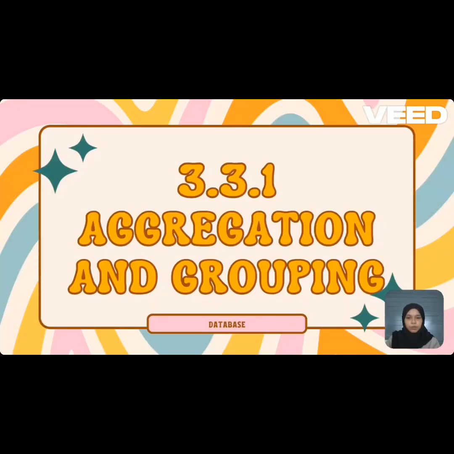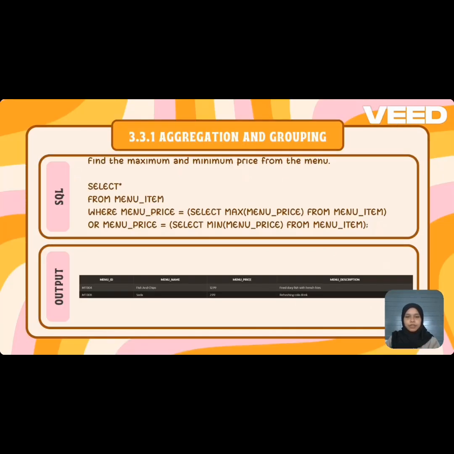Hi, Assalamualaikum. My name is Nur Najwa and I'm going to present about aggregation and grouping. So aggregate operations are used to perform summarization of data in a table. And here is the first query question. Find the maximum and minimum price from the menu. So we have to select all from the table of menu item where the menu price is the maximum and the minimum, which is the aggregate operation.